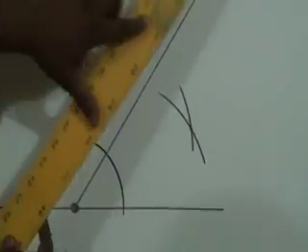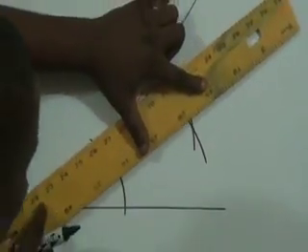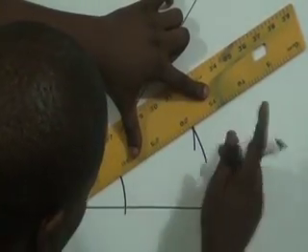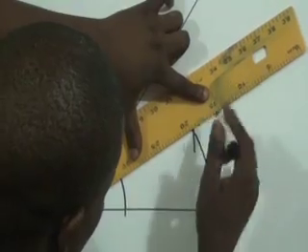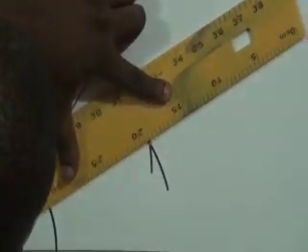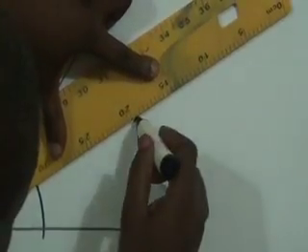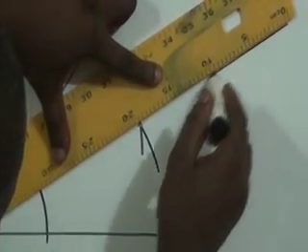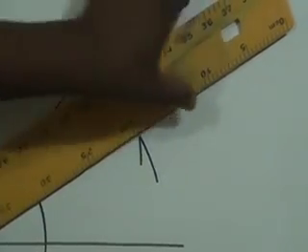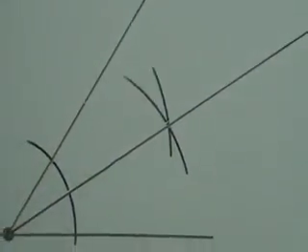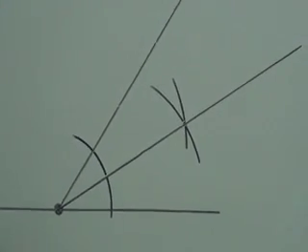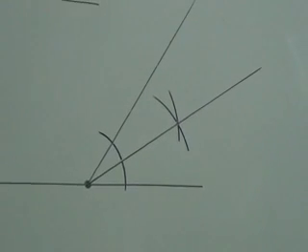Okay, so you get your ruler and carefully you join the 2 points together. Carefully join the 2 points together. So that is that, and join it to that point. Okay, so we have drawn the bisector of that angle.